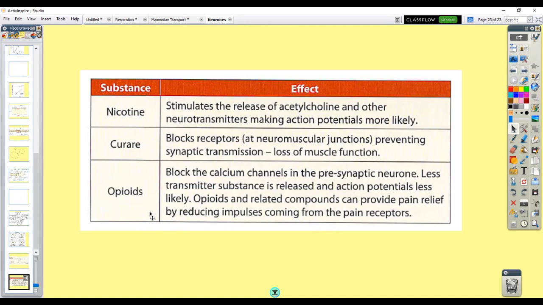Opioids are certain drugs that will block calcium channels, and they are there to provide pain relief. So some of those can be used in operations and things where pain receptors can be blocked and reduce the amount of pain that perhaps the patient is under.